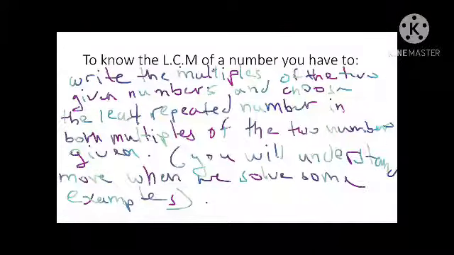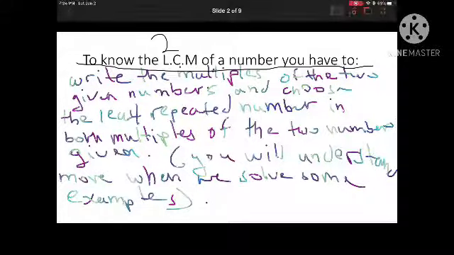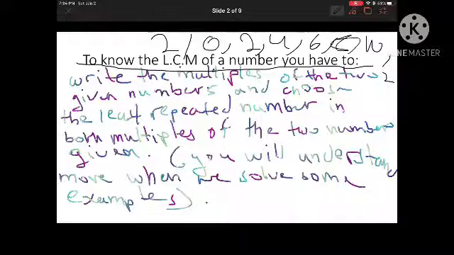To know the LCM of a number, you have to write the multiples of the two given numbers. First, we should write the multiples. What are the multiples? The multiples, let's say, of 2, we start from 0, are 0, 2, 4, 6, 8, 10, 12, 14, etc. So, the multiples are these.